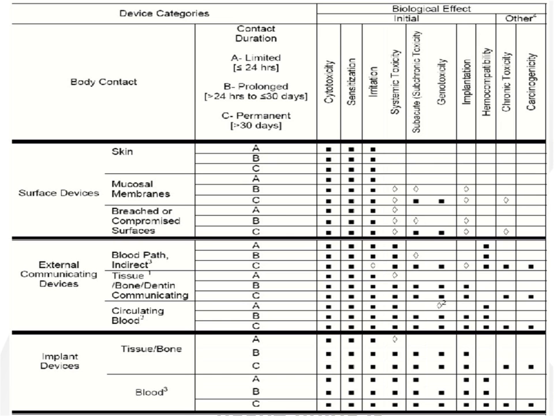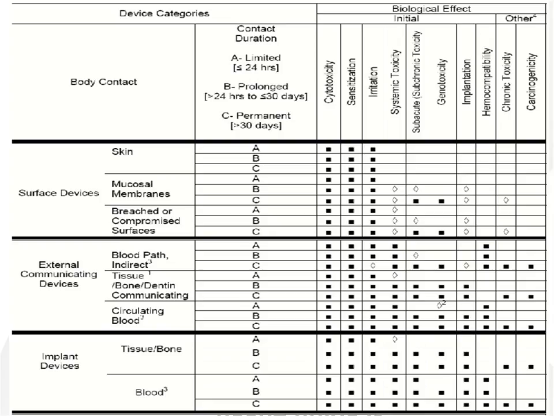So I wanted to bring this up. This right here is the chart that everyone's familiar with. How we use it is on the left. We have body contact, right? So we have surface devices, external communicating devices, or devices that are inside the body and outside the body at the same time. And then we have implant devices. So all these endpoints need to be evaluated. The subcategories are pretty self-explanatory.